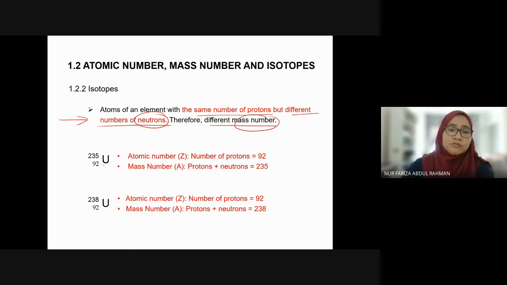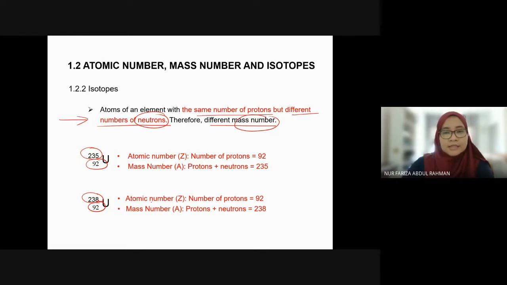Take for example uranium here. As you can see, the mass number is at the top, above the atomic number. Both of them have different mass numbers. This is due to the different number of neutrons. The protons will remain constant. They will not change.